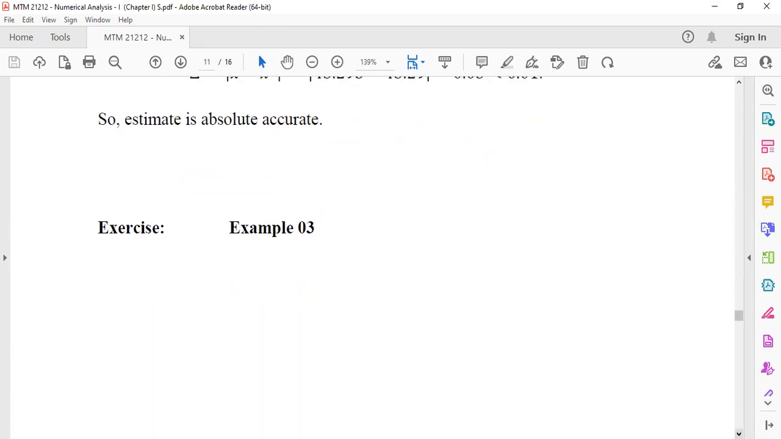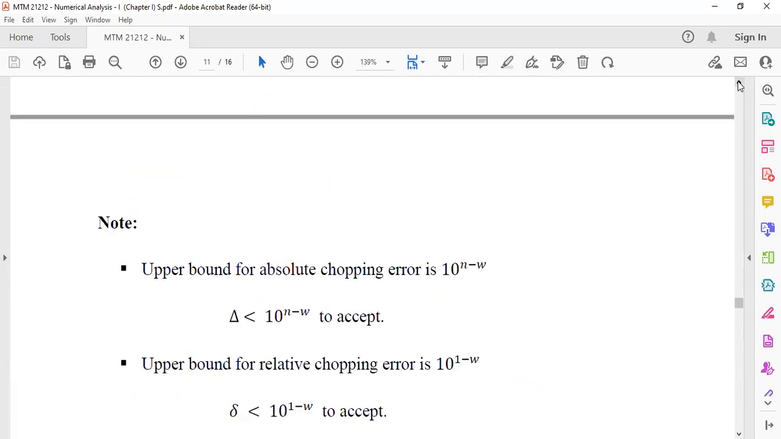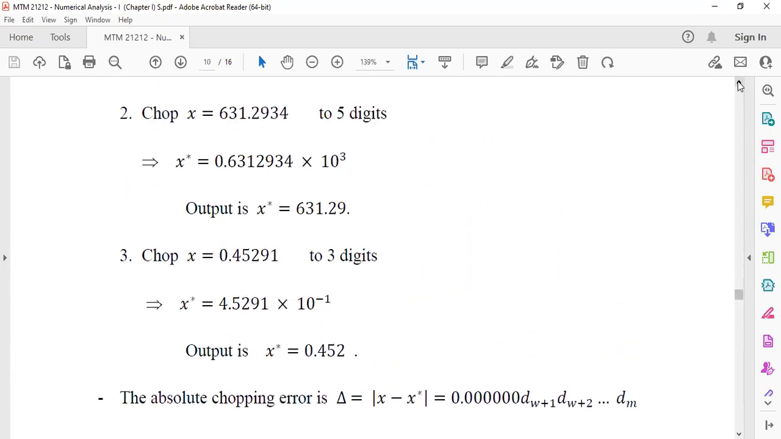Okay, there is one exercise. Example number, okay, this is your exercise. Can you try? I'll give you 1 or 2 minutes. Can you try the example number 3, which was given earlier? Okay, this one. Let's go back to the chapter. Yeah, this one. I think the same question, no?